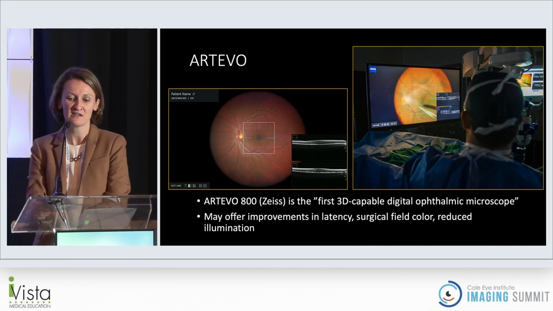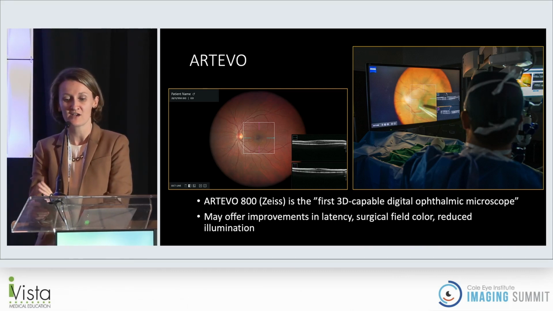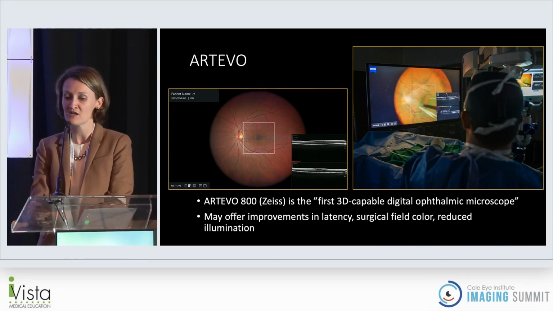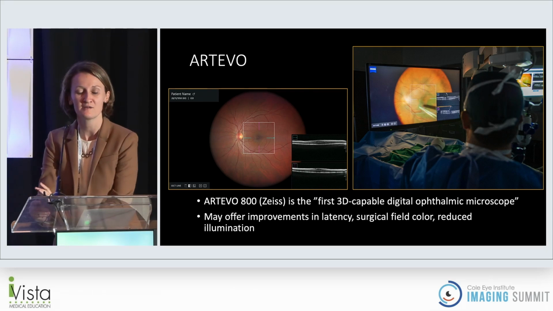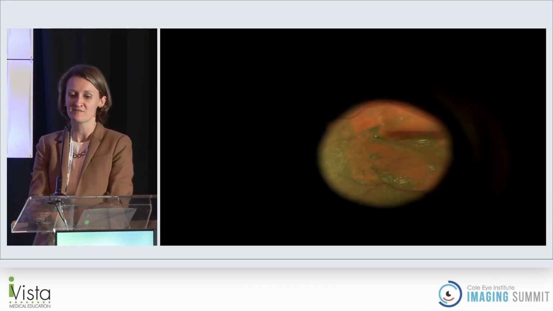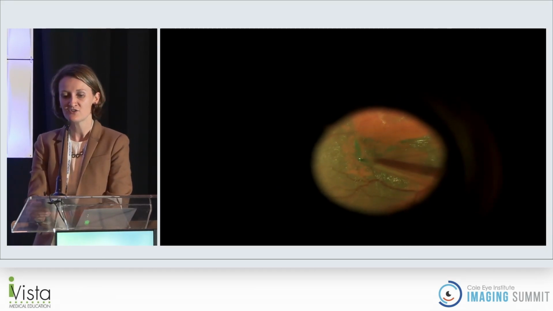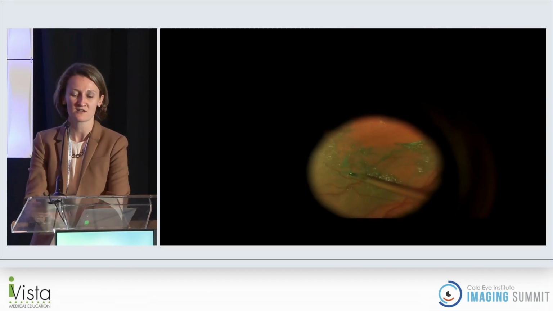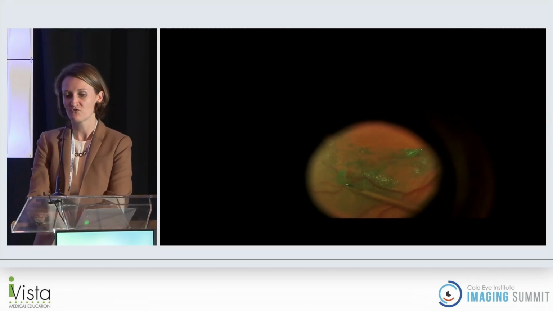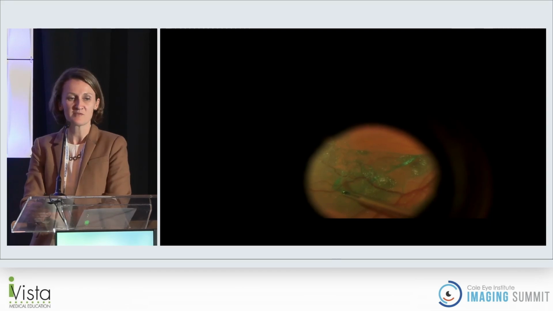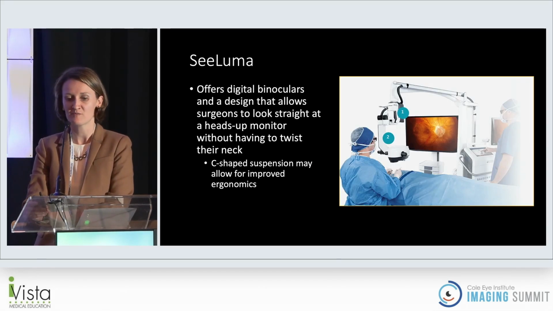The Artivo system by Zeiss is supposedly the first 3D capable digital ophthalmic microscope and can offer some improvements, especially in surgical field color, as well as an improvement in latency, which is sometimes an issue with these systems. And you can see here, when I use this system, I think the coloration is much more true to form, what we're used to seeing.